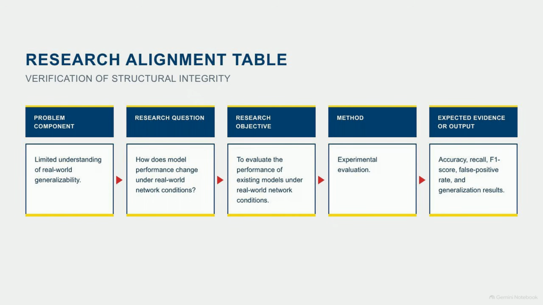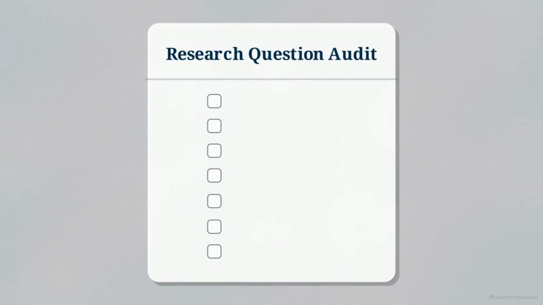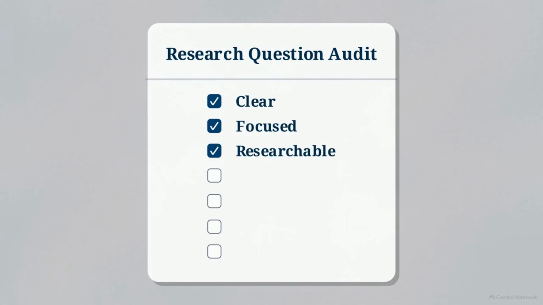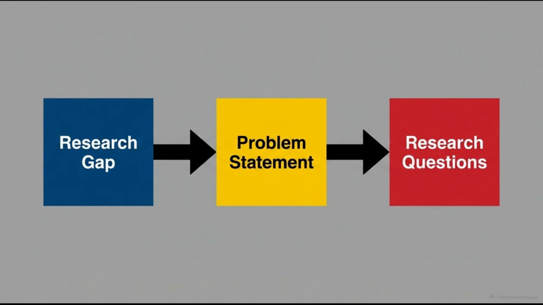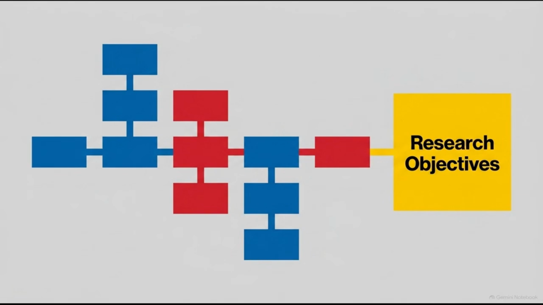This checklist outlines the requirements for a strong question. It must be clear, focused, researchable, connected to your problem, and significant. Most importantly, it must be feasible to complete within your PhD timeline and require genuine investigation rather than pointing to an obvious answer. You work from the research gap, to the problem statement, to the research questions. The final step in this planning phase will be translating these refined questions into measurable research objectives.